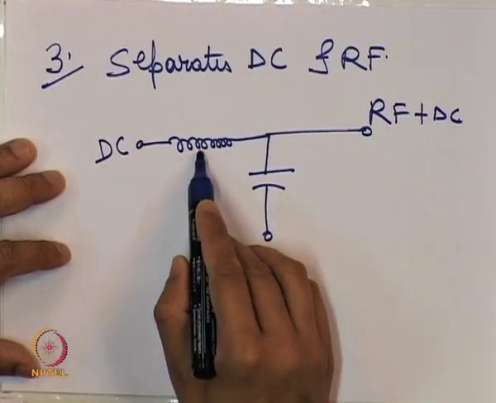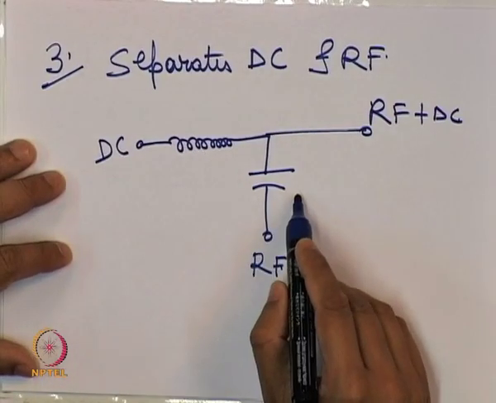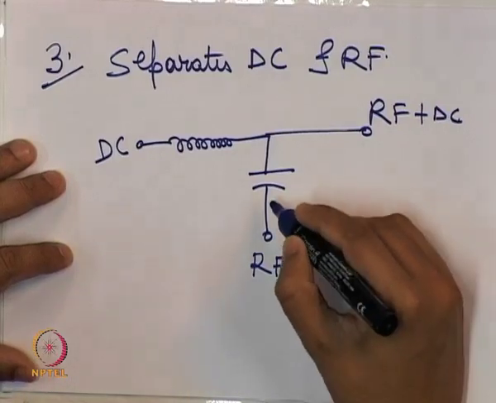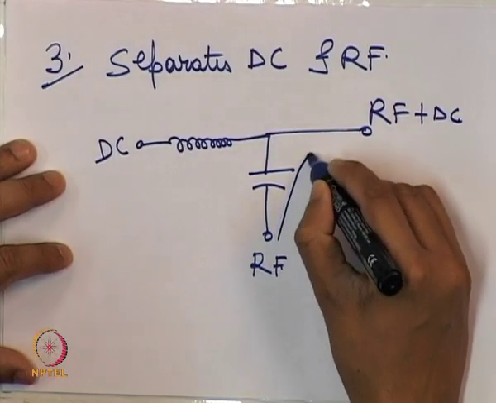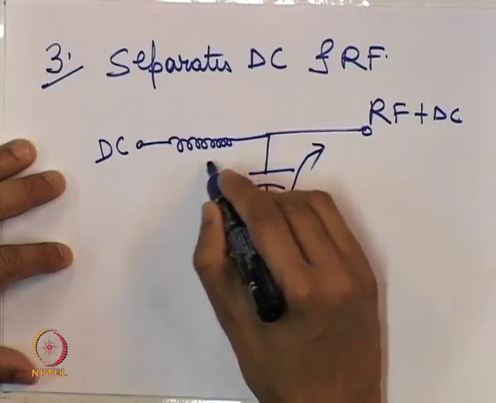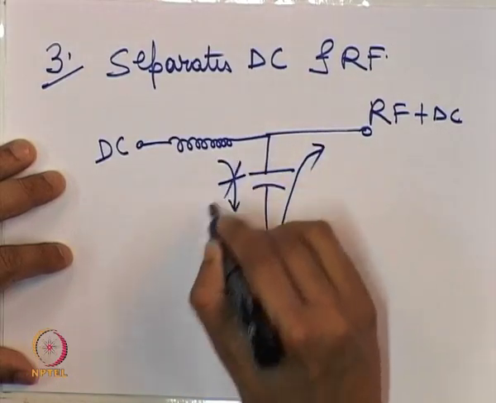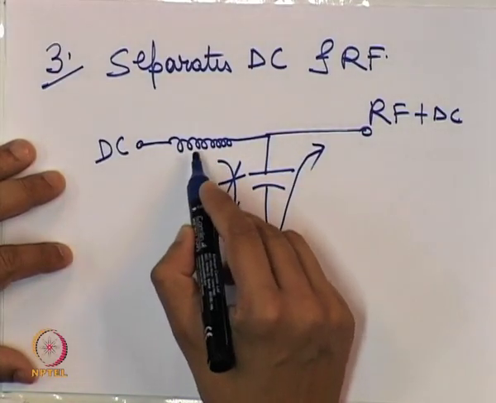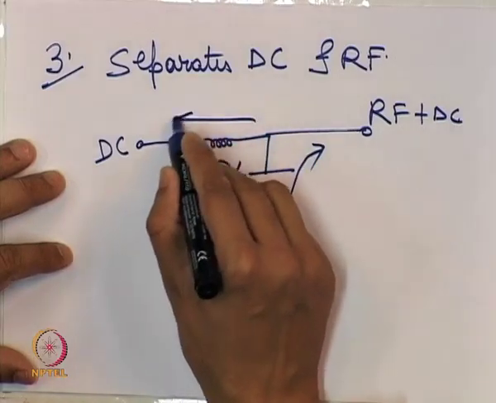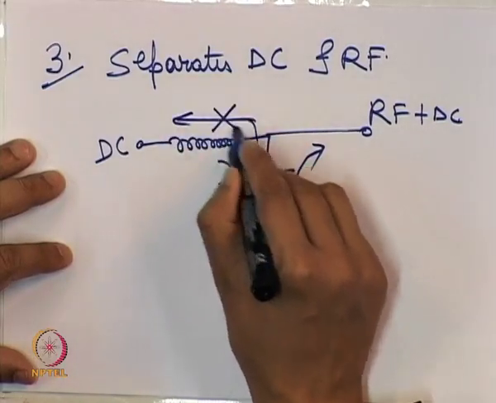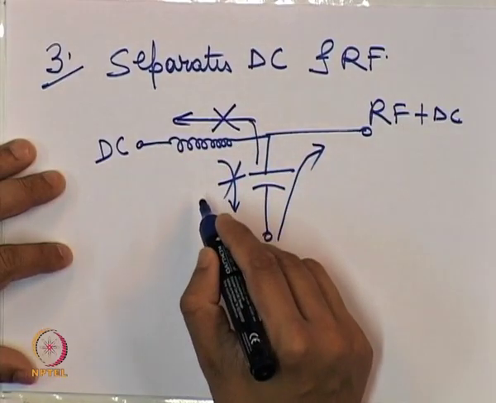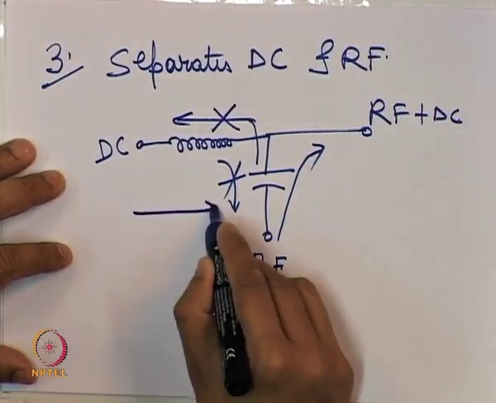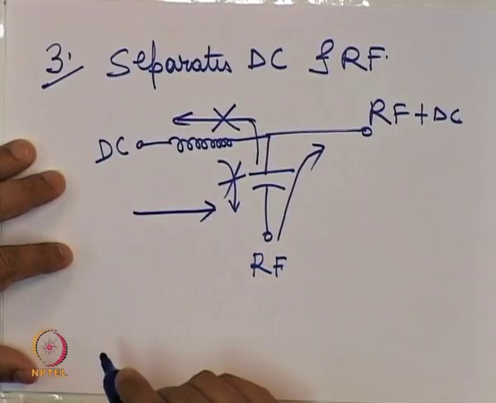This is a very high inductance value and this is a very high capacitance value, so that it will allow only high frequency to pass through this; it will not allow any DC to pass through it. Similarly, because of the high inductance value, it will not allow any RF to pass through it and it will allow only DC to pass through it.